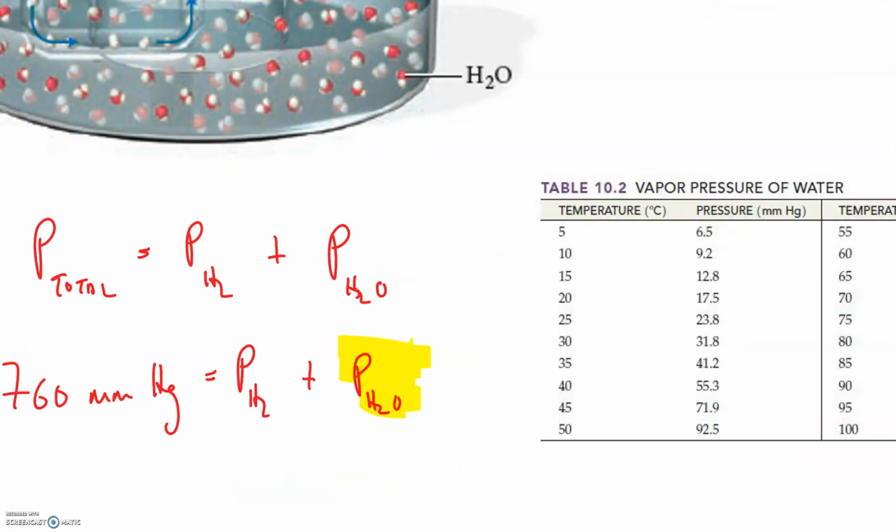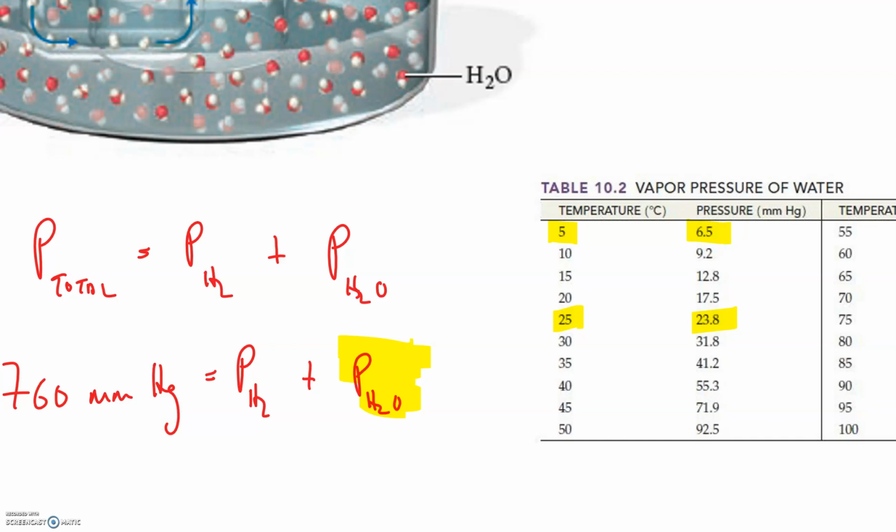That's where this table comes in handy. Check it out. It says vapor pressure of water, and it gives us two pieces of data. The first column is temperature, and the second is pressure in millimeters of mercury. And it tells us that, for example, at a temperature of 5 degrees Celsius, water would be exerting a vapor pressure of 6.5 millimeters of mercury. And the higher the temperature, the higher the vapor pressure. So at 25 degrees Celsius, there is a vapor pressure of 23.8.